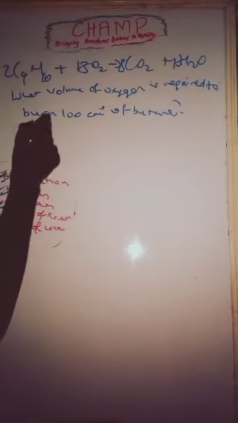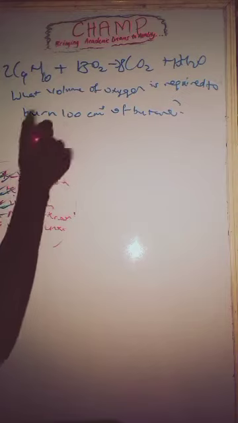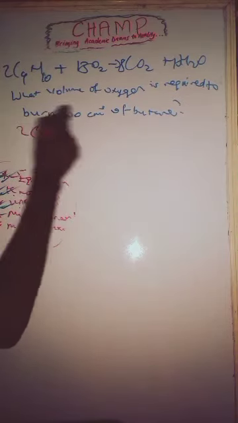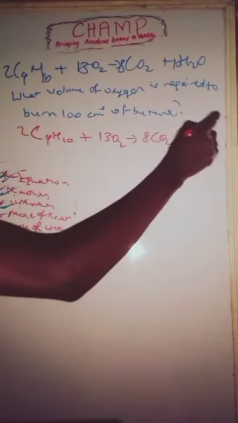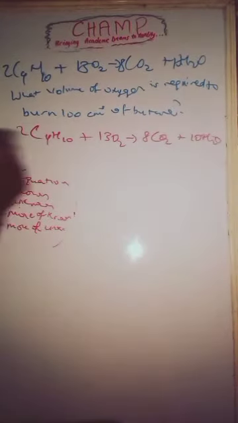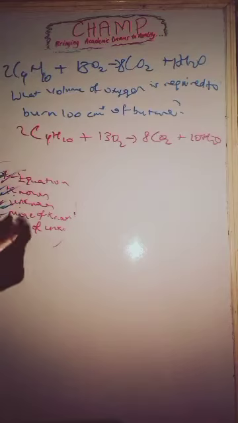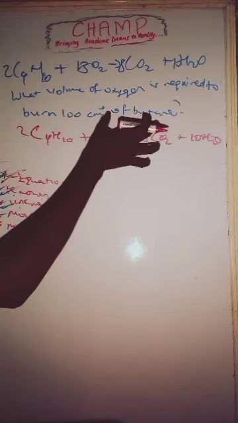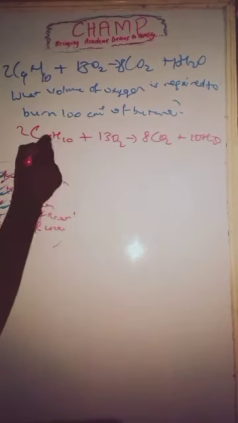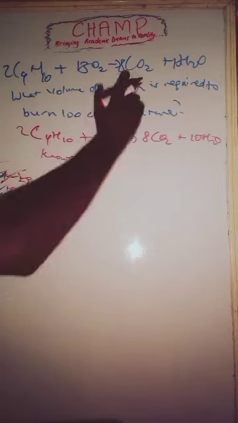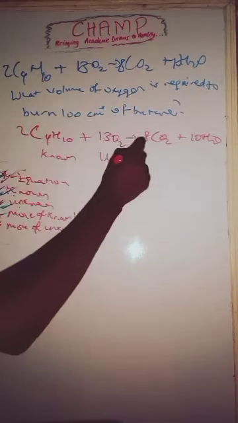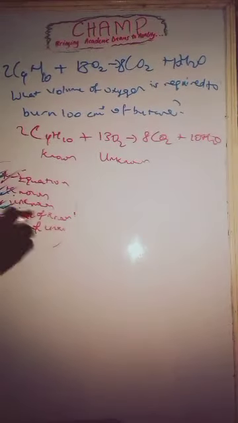So yes, follow the normal procedure. You've gotten your equation already. C4H10 plus 13O2 to give you 8CO2 plus 10H2. This is your equation of reaction. Then what's your known? This is 100 centimeter cube of butane. So this is butane. This is your known. What's your unknown? What volume of oxygen? This is your unknown. So they said you should find the mole of your known.